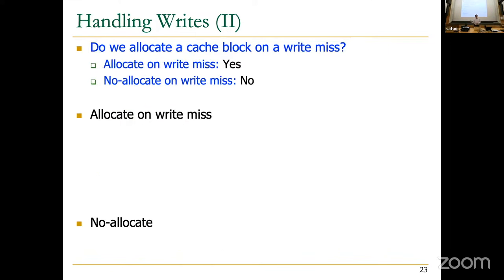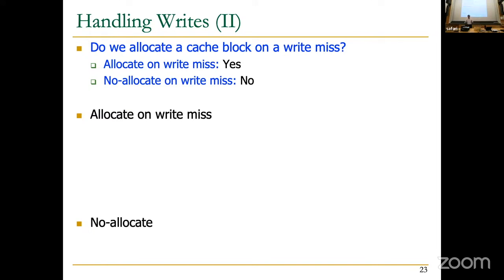Okay, so let's talk about writes a little bit more. Writes actually add a lot of other interesting things. Do we allocate a cache block on a write miss? So basically, you do a write to a cache. For a first level cache, this could be a store. And you miss in the cache. You bring the block from memory. Do you allocate it in the cache or do you not allocate it? Meaning, do you evict something else from the cache?